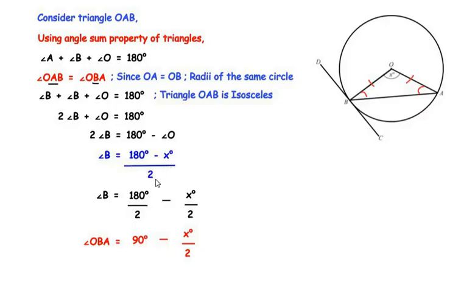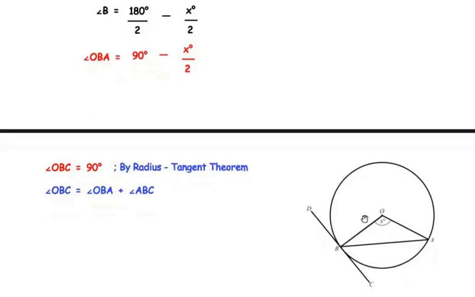Now let us distribute this denominator individually to the numerator terms. So angle B is equal to 180 divided by 2 minus x degrees divided by 2. Now here angle B is OBA. So here we have written angle OBA is equal to 180 divided by 2 is 90 degrees minus x over 2. Now let us consider this given radius with the tangent.